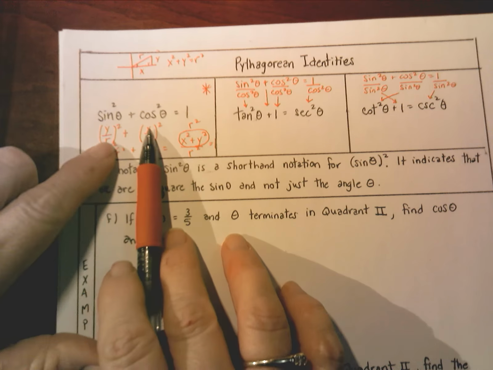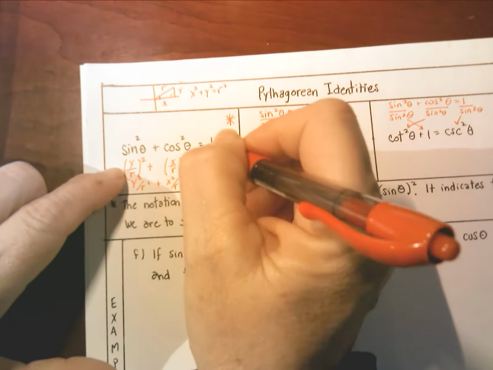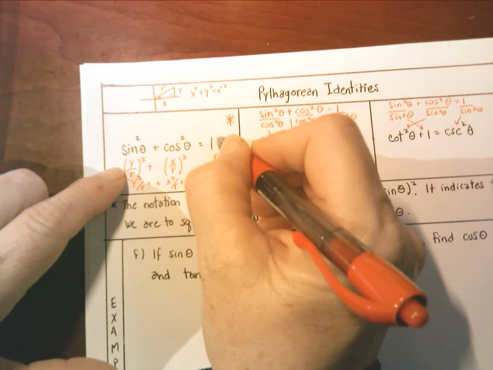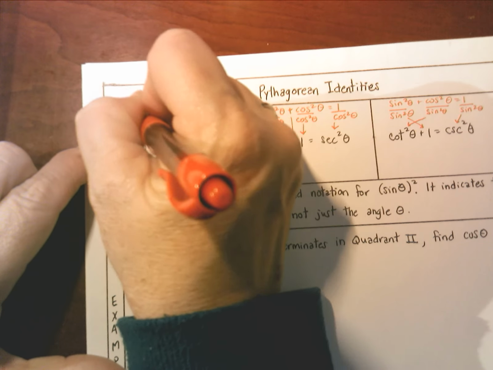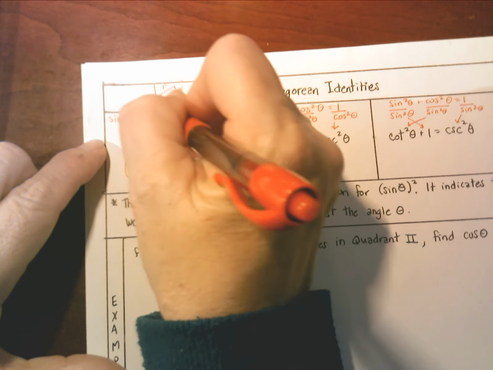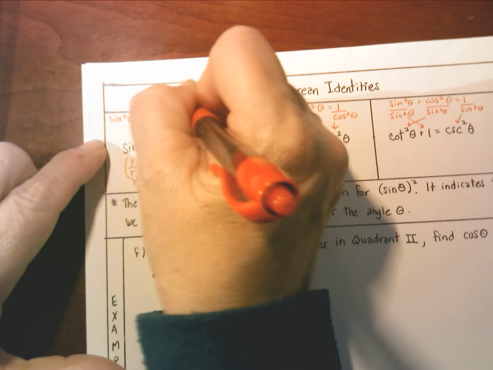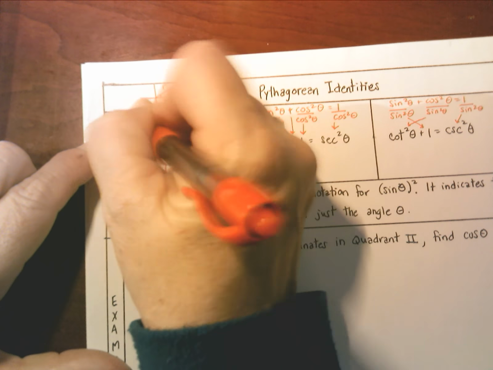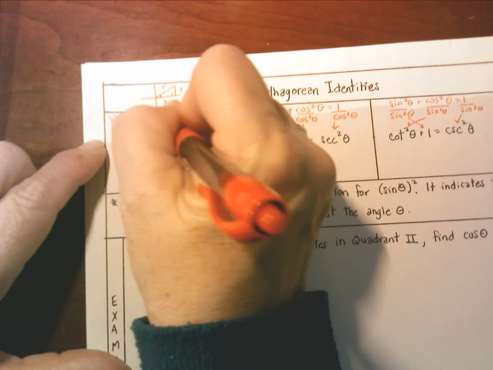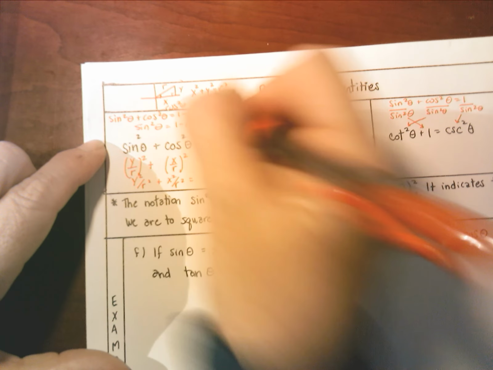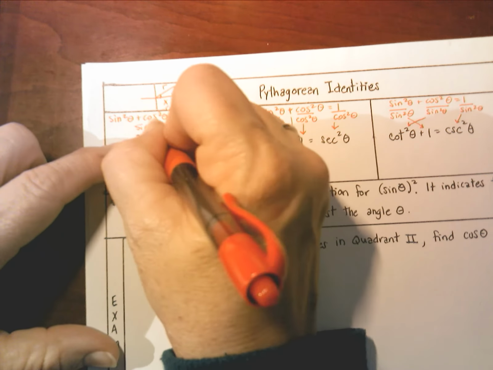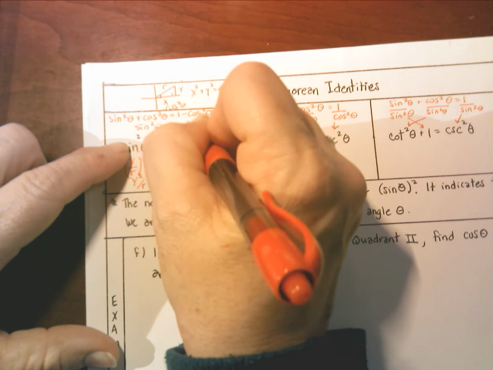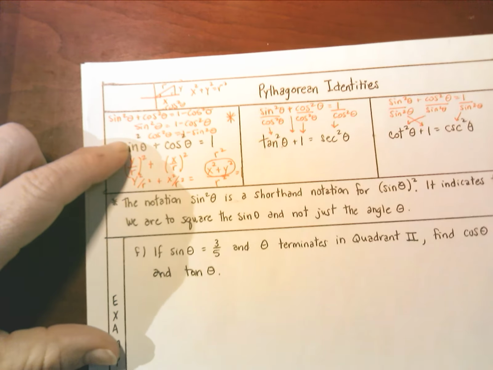Remember also that if I started with sine squared plus cosine squared equals 1, and I subtracted cosine squared over to the other side, I would have sine squared equals 1 minus cosine squared. And instead of subtracting cosine squared over, I could have subtracted sine squared over, and that would have given me cosine squared equals 1 minus sine squared. I could do that with every one of these. It's just write them in different forms. So I could write them in 3 different forms.